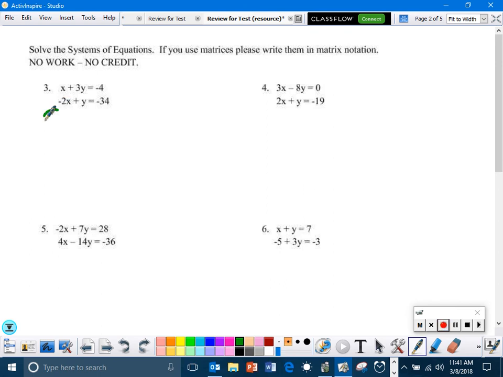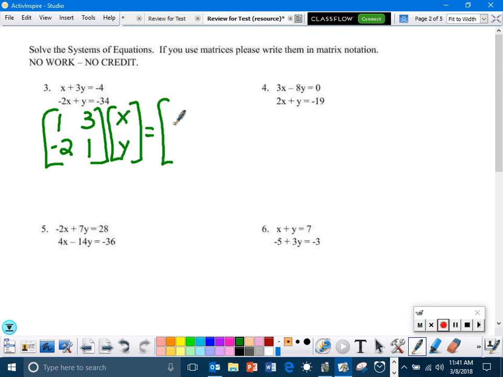So first we're going to write it. Okay, x by itself, remember, is 1. This y by itself is 1. Okay, so watch your signs. So 1, 3, -2, 1. Then the x and y. And then the -4 and the -34.